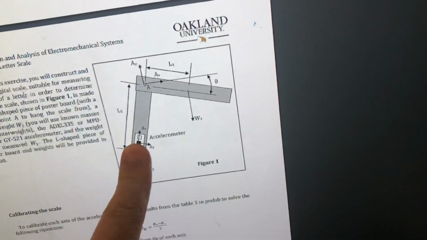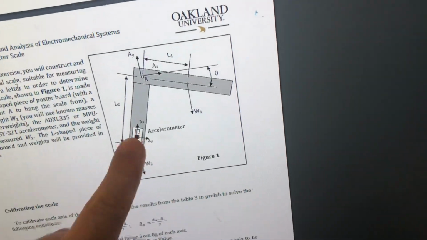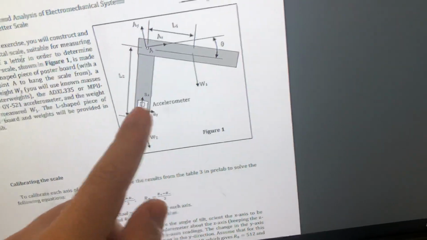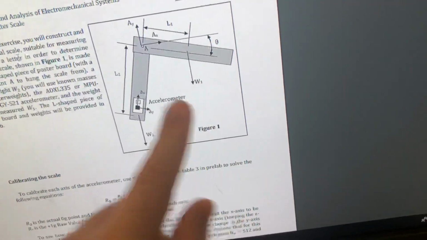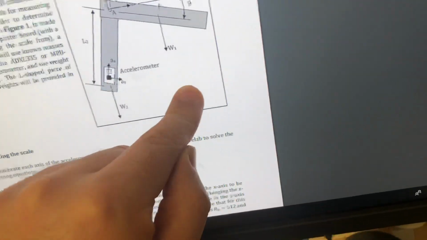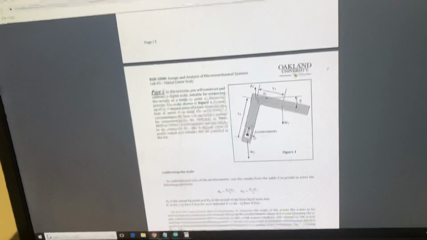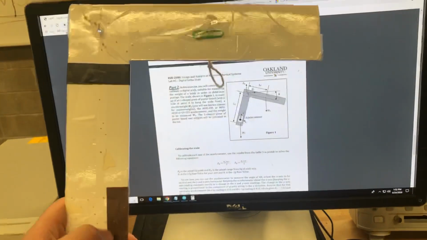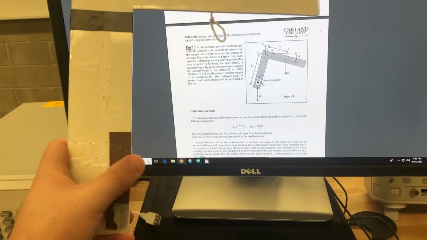You have to put the accelerometer like this. AX direction to up and AY will go to the W1 direction. So AY should be like this, to the right, okay? So, for example, if I put the accelerometer here, AX should be up, AY should be to the right, okay?